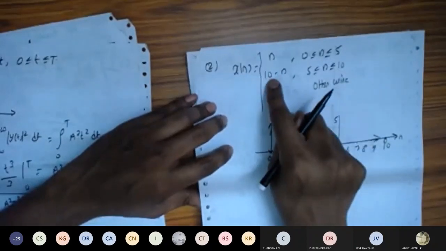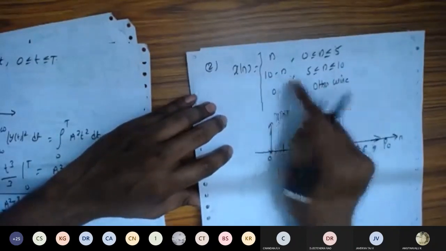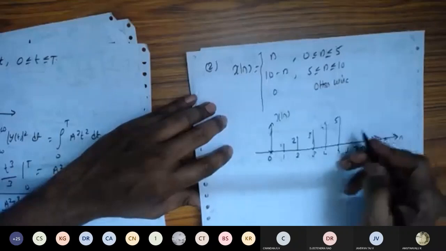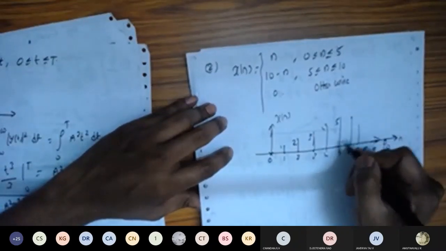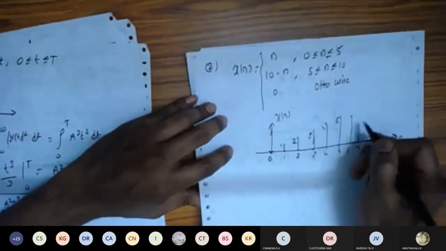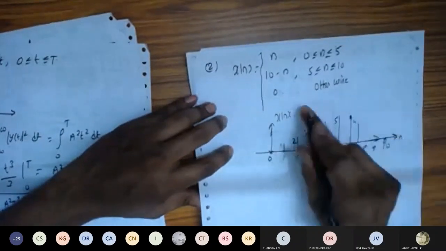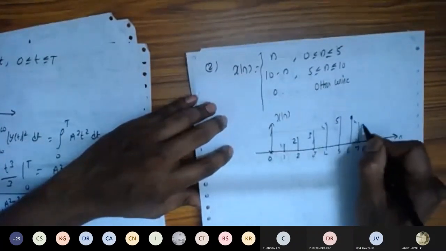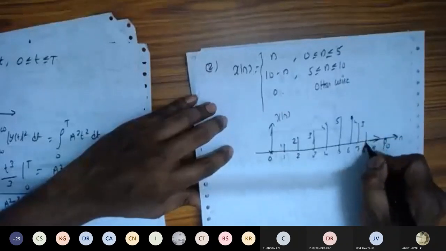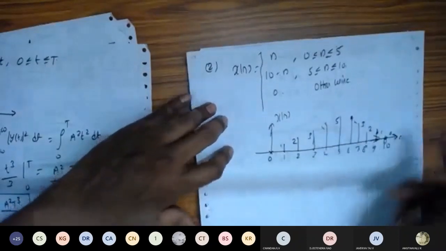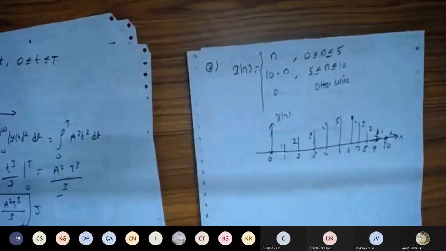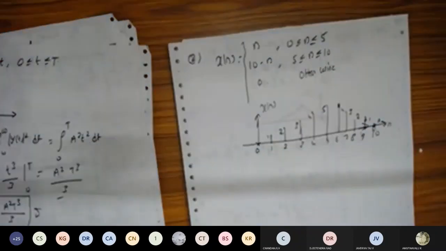Next from 5 to 10. So 10 minus 5 is 5 only. So for n is equal to 5, it is 5 only. For n is equal to 6, it will become 4 here, so 10 minus 6 will be 4. For n is equal to 7, it will become 3. So 8, it is 2. 9, it will become 1. And 10, it will become 0 here. So this is the waveform you are going to get. You can plot the corresponding waveform here.